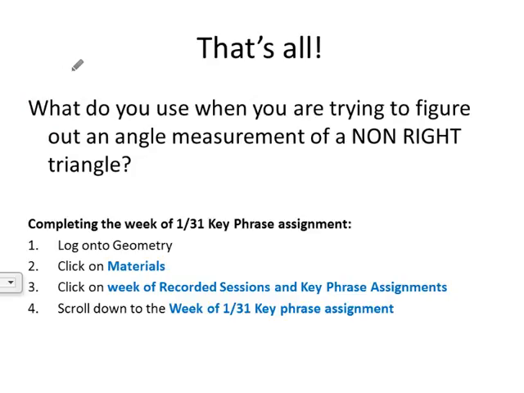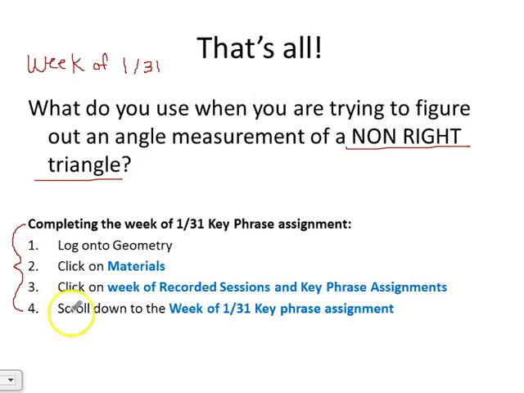So what can you use? This is a key phrase assignment, for the week of January 31st. The key phrase question you need to answer is, what do you use? There are actually two things you can use when you're trying to find the angle measurement of a non-right triangle, or really a missing side length. What I want you to focus on is that it's a non-right triangle. So what tools did you learn today? You need to answer that, and here are the directions if you need a review of how to complete the key phrase assignment.